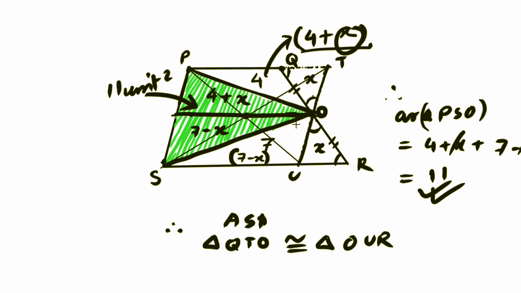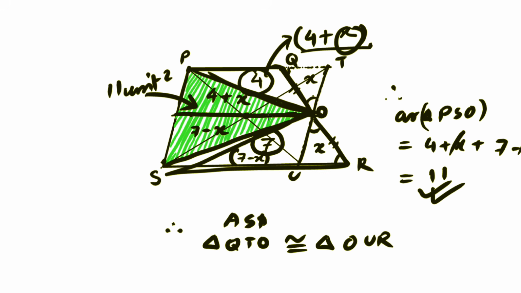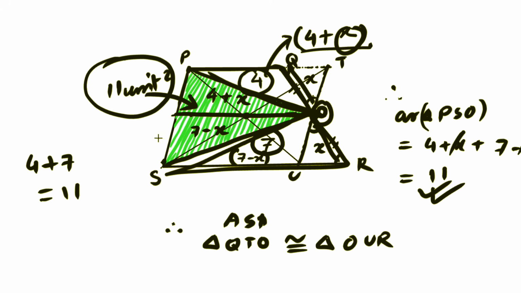So our final result is very clean. The upper triangle has area 4, the lower triangle has area 7. And because O is the midpoint of the trapezoid's leg, the middle triangle has an area equal to their sum. In other words, 4 plus 7 equals 11. So the middle area is 11 square units.